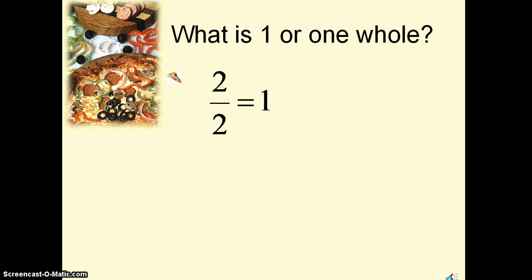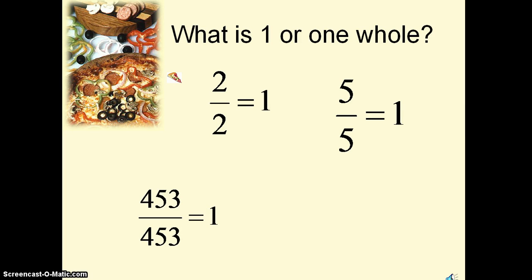So if I have the fraction 2/2, 2 halves, that means I'm using up 2 out of the 2 pieces, which is 1 whole. 5/5 equals 1 whole. 453 over 453 equals 1 whole. A over A equals 1 whole. Anything over itself equals 1.